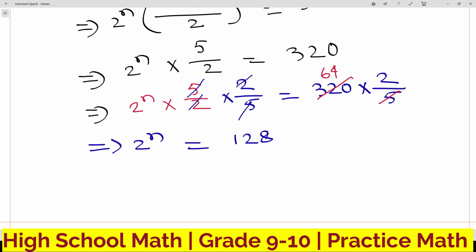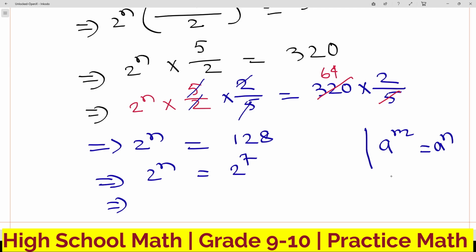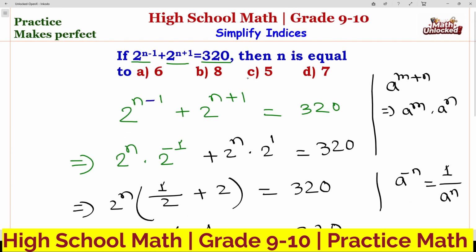Next, we can write 2^n, and here 128 can be written as 2^7. We know once the bases are the same, a^m equals a^n, at that time the powers will be equal, m equals n. So in this case, n equals 7. So let's go back to the question options. So option D is our right answer.